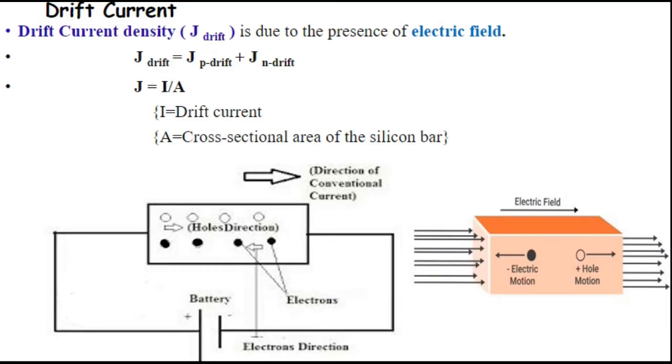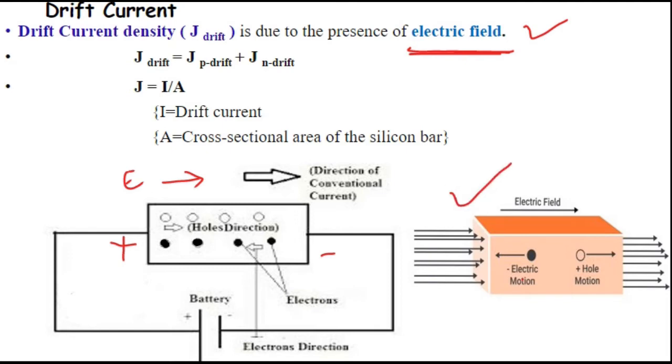So now it is clear from the animated video that the drift current is due to the presence of electric field. So what is electric field? Electric field is formed due to the battery applied across the semiconductor. By supplying battery across the semiconductor, we will get a positive and a negative potential across the semiconductor, which will give rise to the electric field whose direction will be from positive to negative. So electric field direction will be from positive to negative.